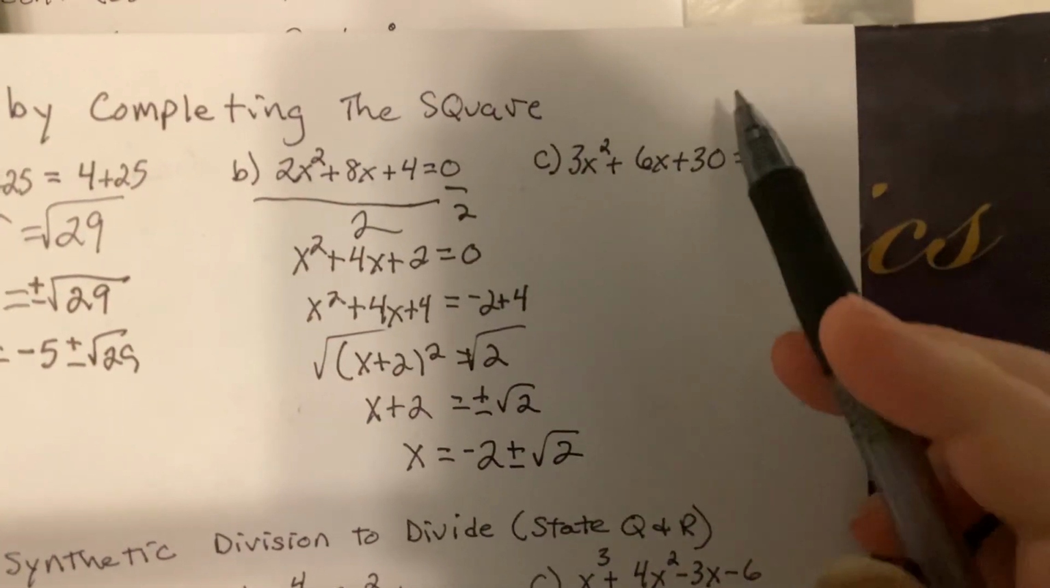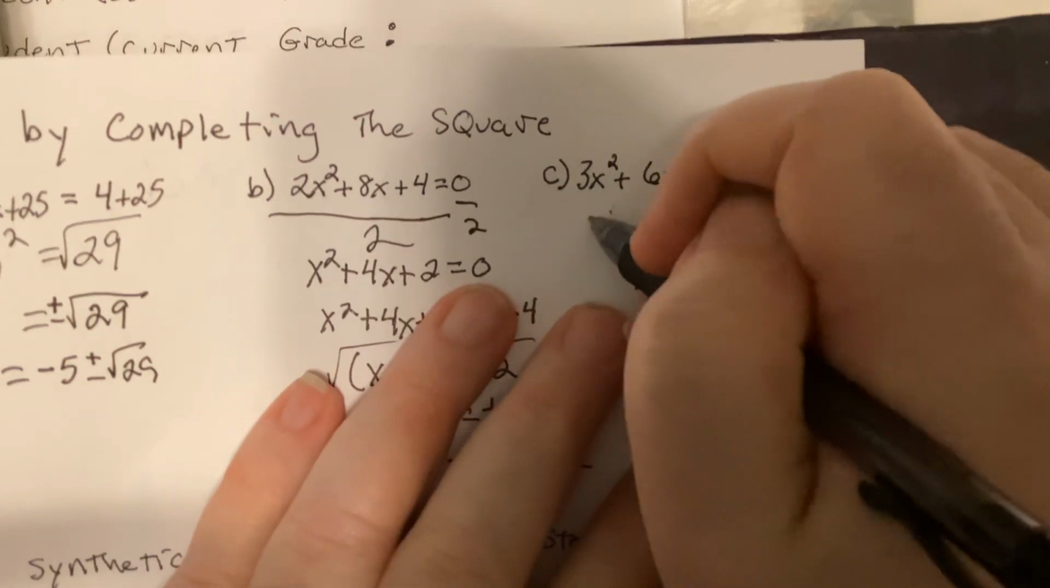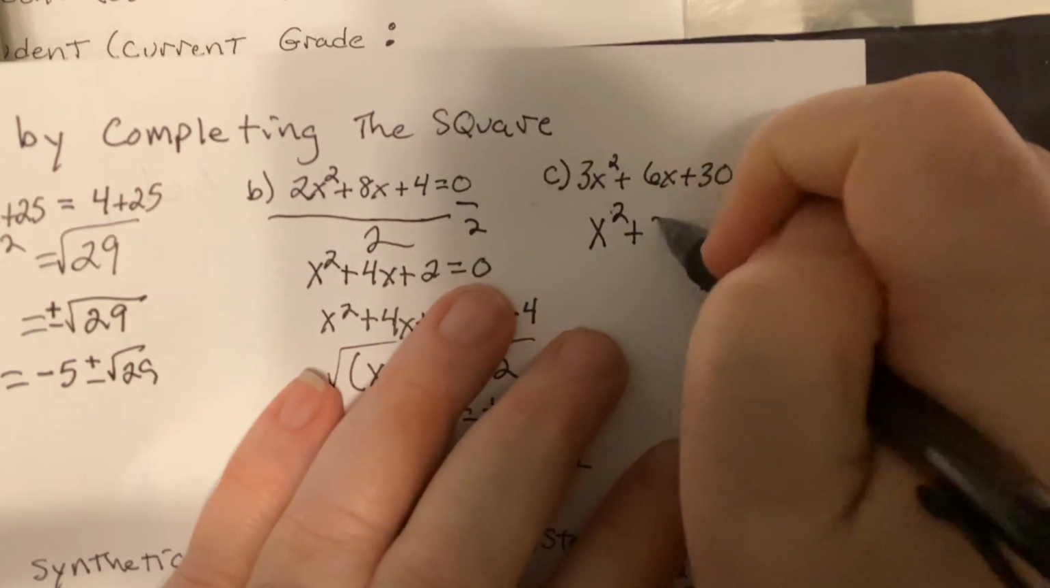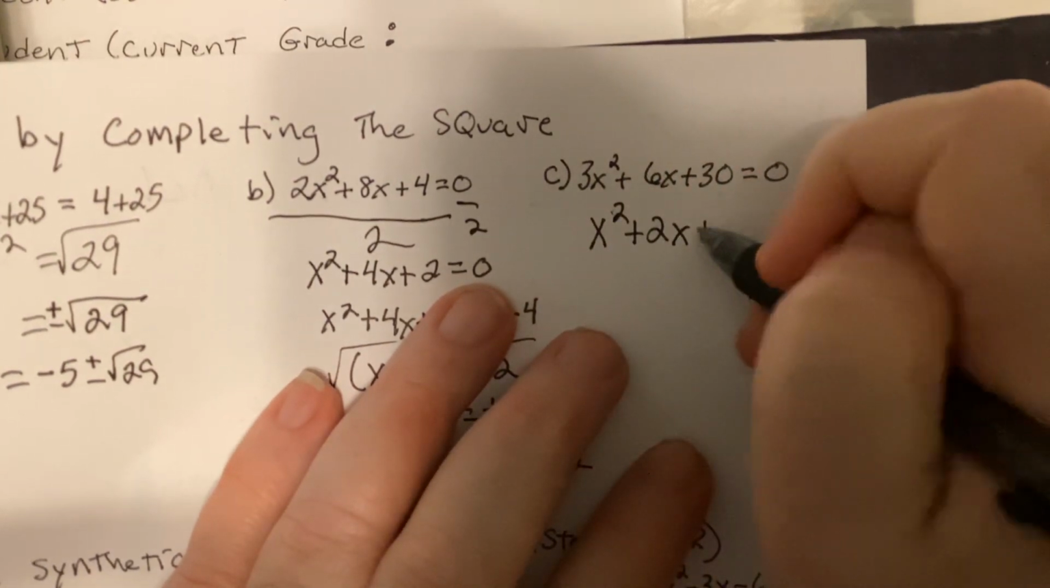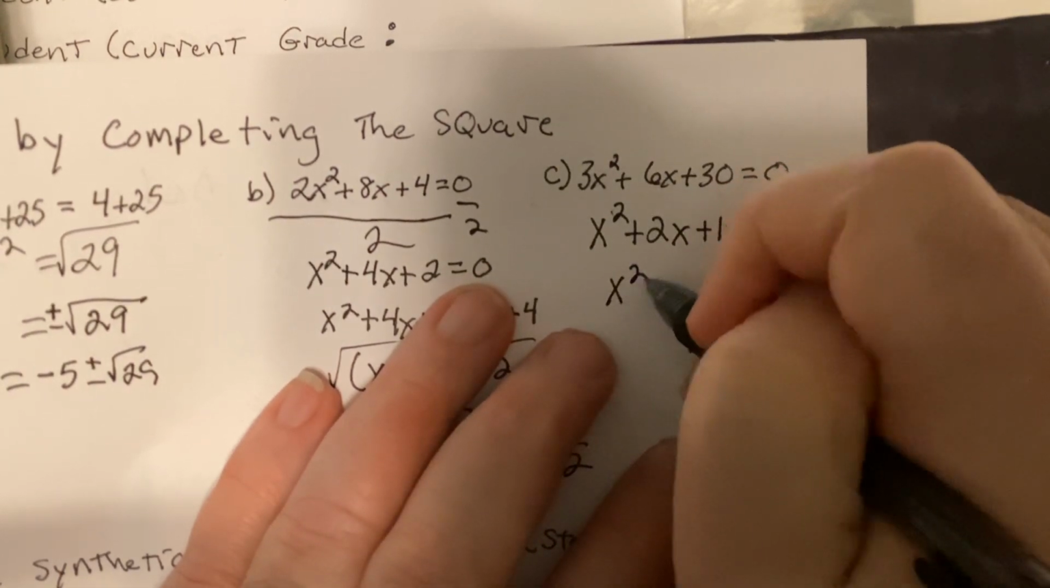So see if you can figure out this one right now, and then when you're done, turn me back on. Okay, so we're going to divide everything by 3. Subtract 10.